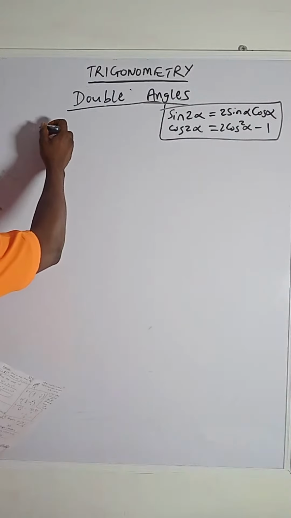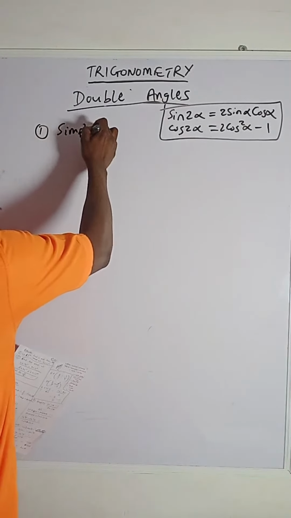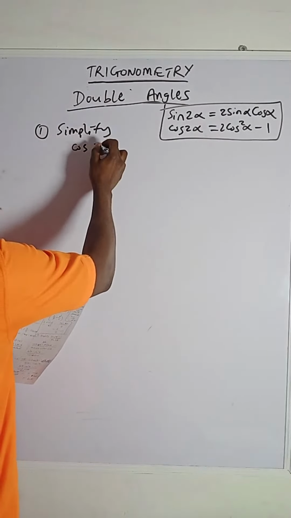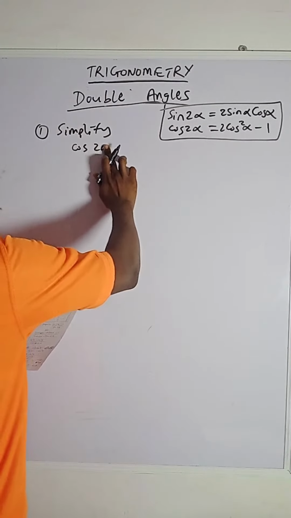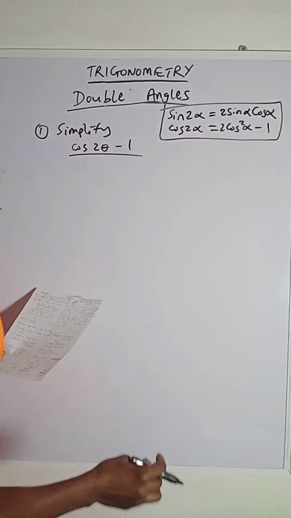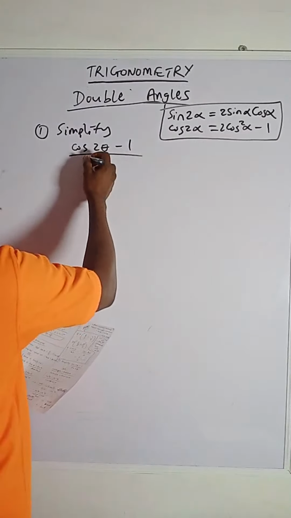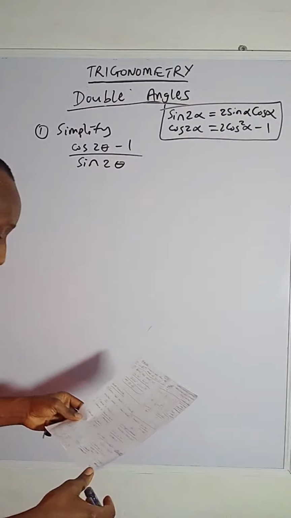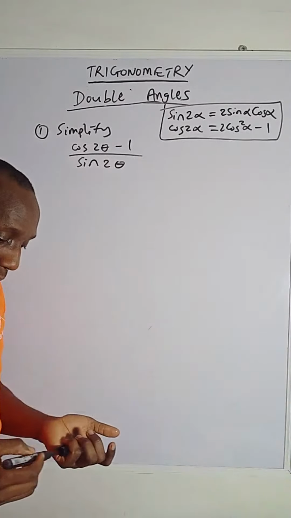Okay, so here, example 1. Simplify cos 2 alpha cos 2 theta minus 1 over sine 2 theta.